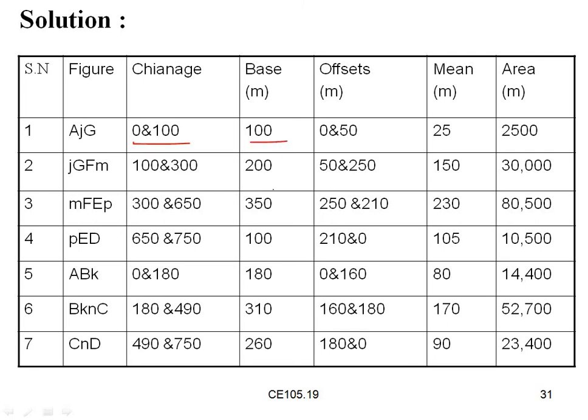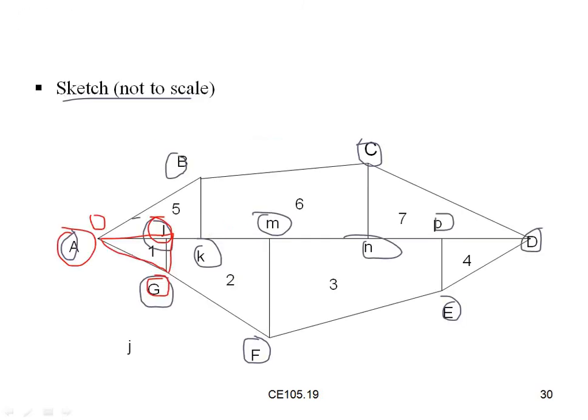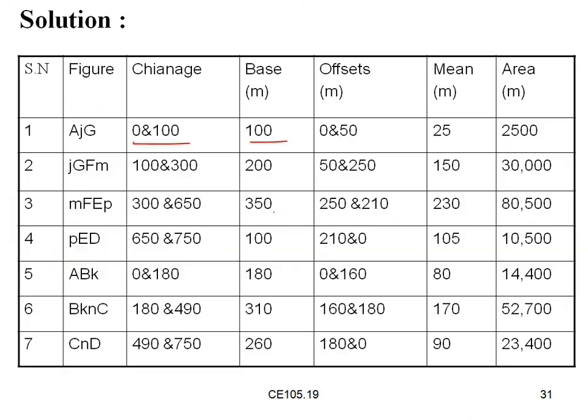So the base is 100. What is the base 100? From here, A to J, it is 100. That's why we will call it base is 100. And the offsets are 0 and 50. So the mean is 25.